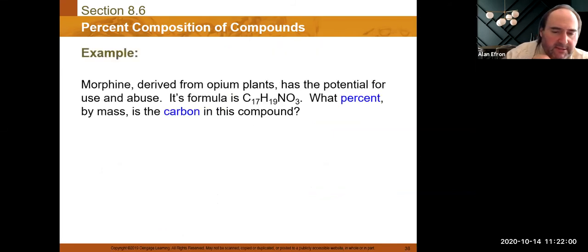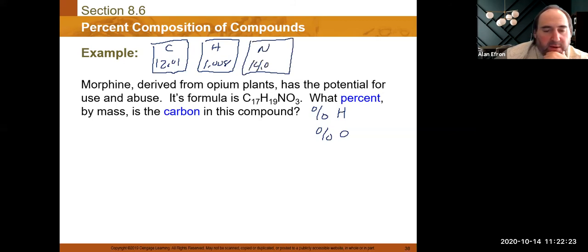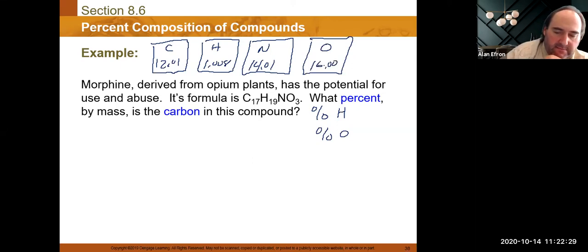So why don't you try this one here? In addition to the carbon, why don't you find the percentage of hydrogen and the percentage of oxygen that's in this compound here? And again, I'll give you some numbers in case you need. Carbon 12.01, hydrogen 1.008, nitrogen 14.01, and oxygen 16. So we're looking for the percentage of carbon by mass, percentage of hydrogen and oxygen in that formula.